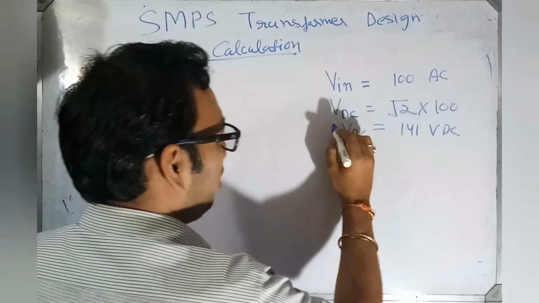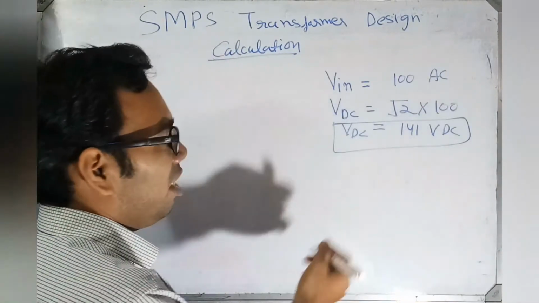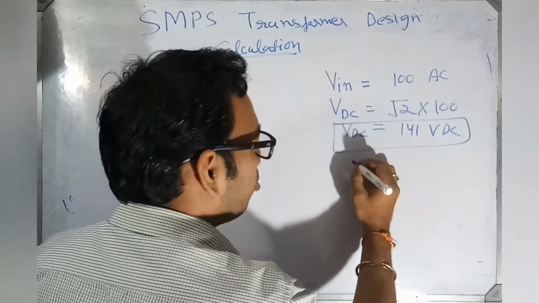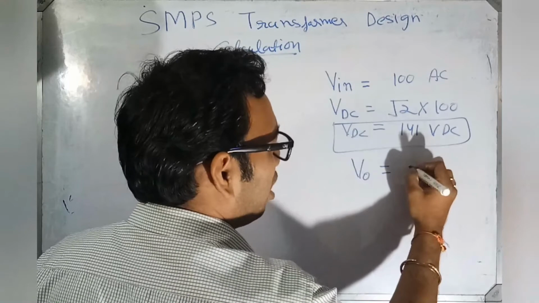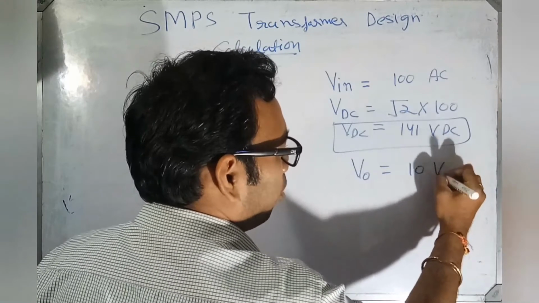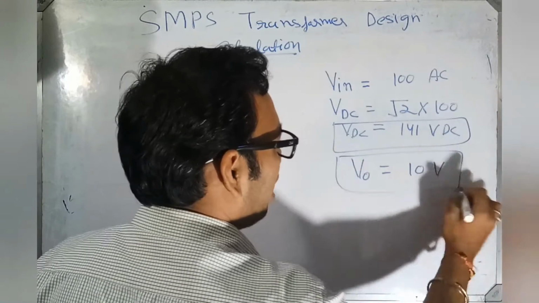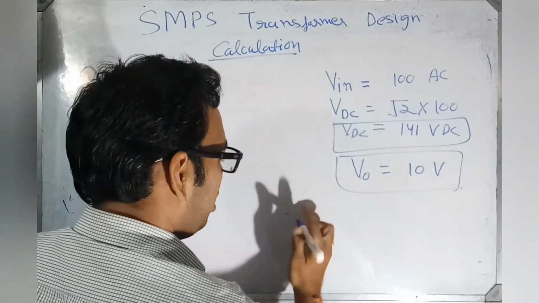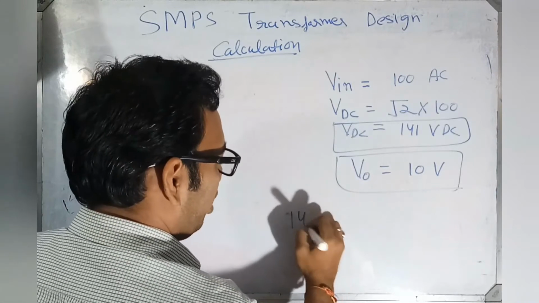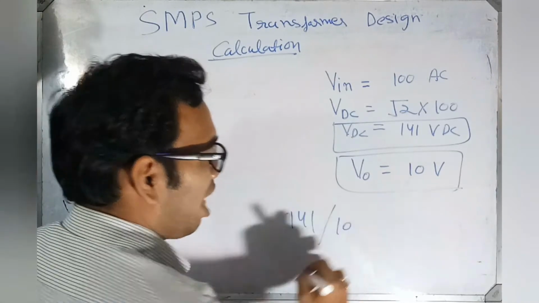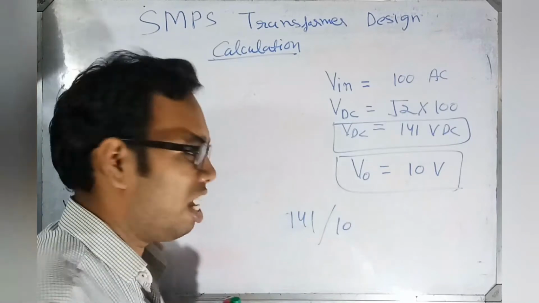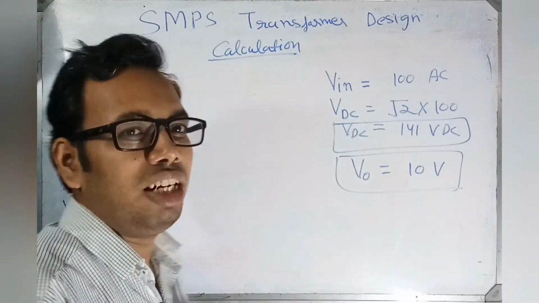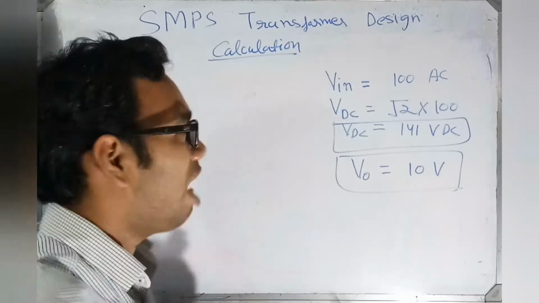So this VDC we have to find out, and then how much output we want. Let us assume I want a 10 volt output. So we have to design a transformer. The transformer rating is 141 divided by 10 volt, the SMPS transformer I have to make. I will explain how we calculate the number of turns in the primary and secondary.